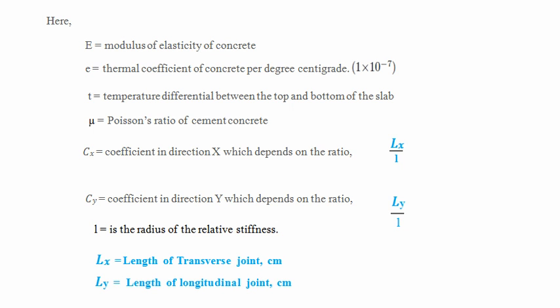Cx is the coefficient in the direction x, which depends upon the ratio Lx upon L, and Cy is the coefficient in the direction y, which depends upon the ratio Ly upon L, where L is the radius of the relative stiffness, Lx is the length of the transverse joint in centimeter, whereas Ly is the length of the longitudinal joint in centimeters.